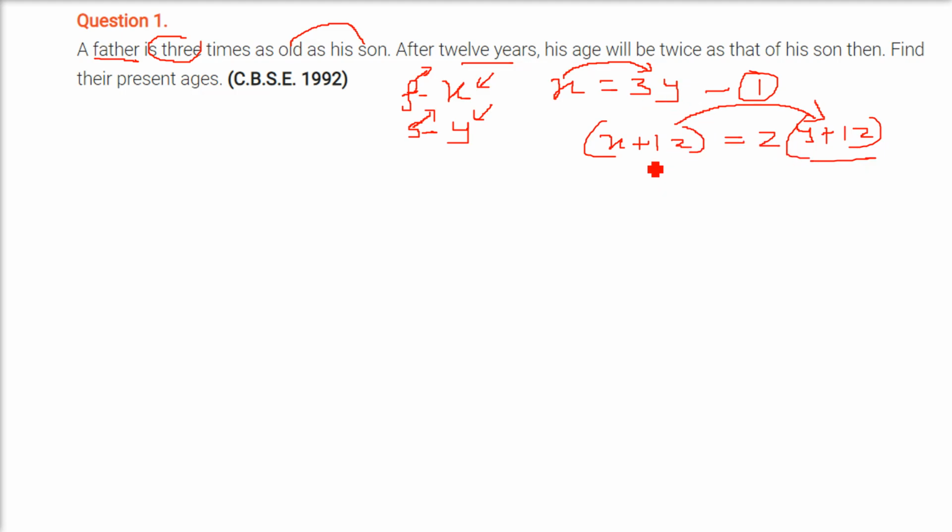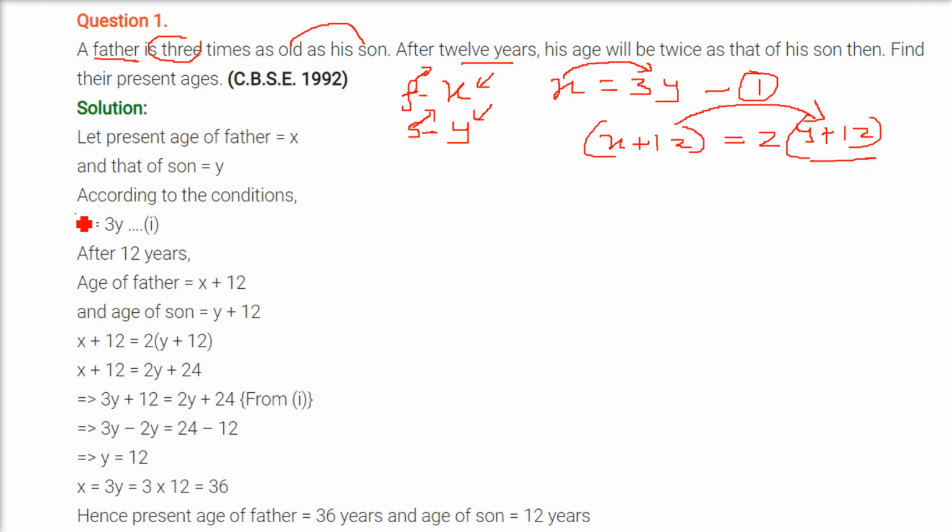So now the equations are like this. First is X equal to 3Y. So present age of father is X, son is Y, and the present age of father is 3 times that of son. After 12 years, we have to add 12 to father, 12 to son. And now the father is 2 times as old as his son. So 2 into Y plus 12. So X plus 12 equal to 2 into Y plus 12. So X plus 12 will be equal to 2Y plus 24.